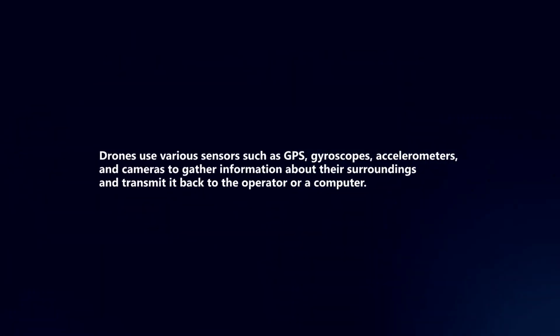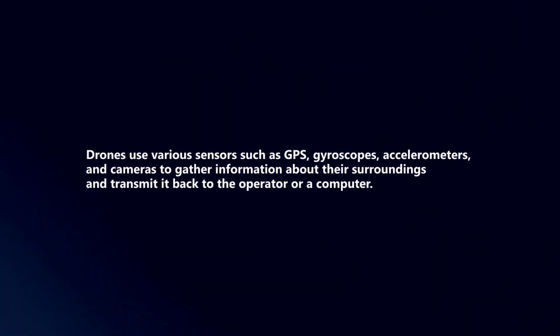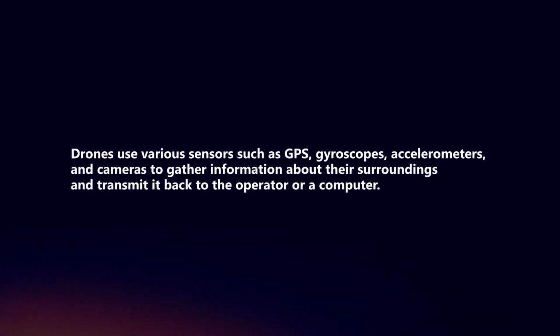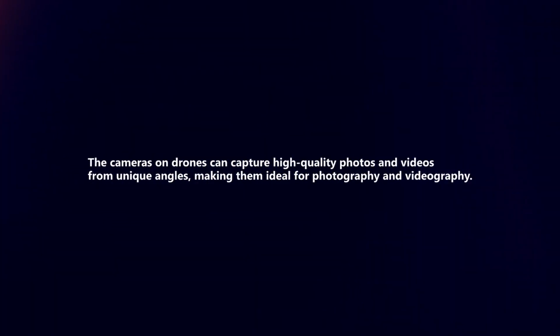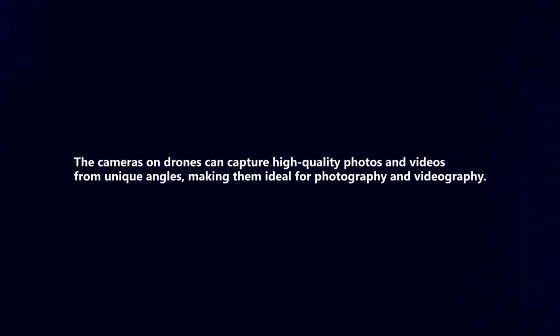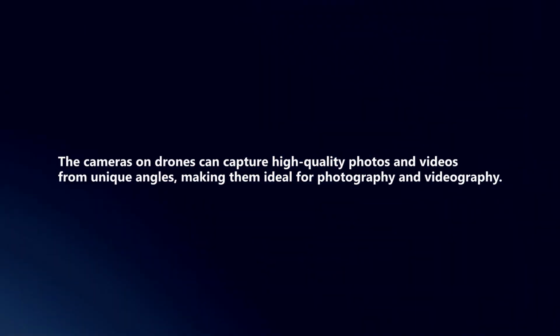Drones use various sensors such as GPS, gyroscopes, accelerometers, and cameras to gather information about their surroundings and transmit it back to the operator or a computer. The cameras on drones can capture high-quality photos and videos from unique angles, making them ideal for photography and videography.